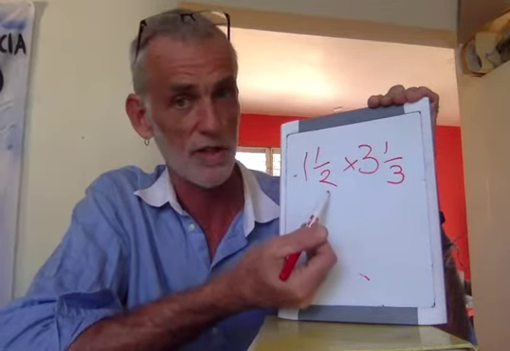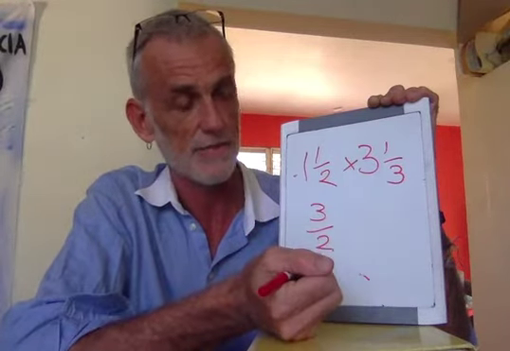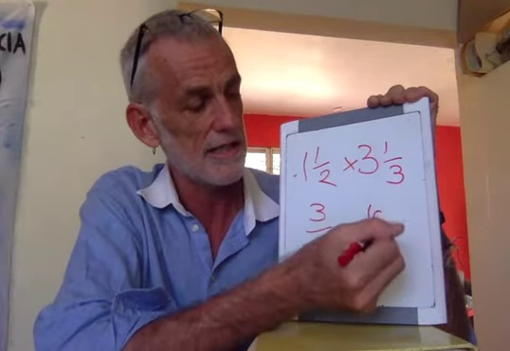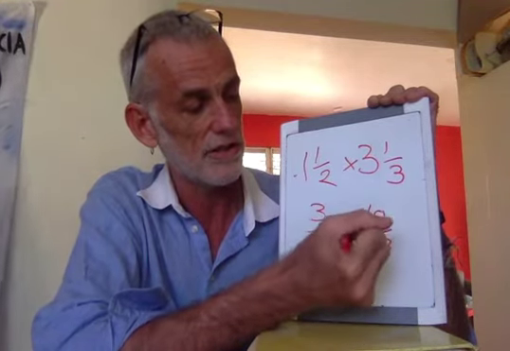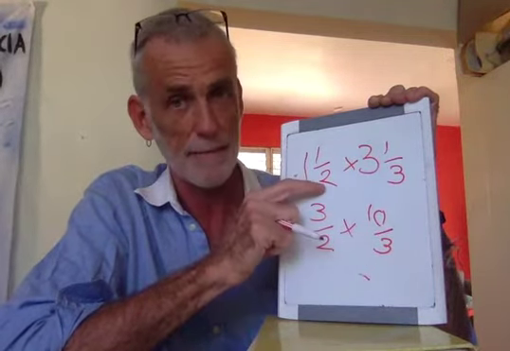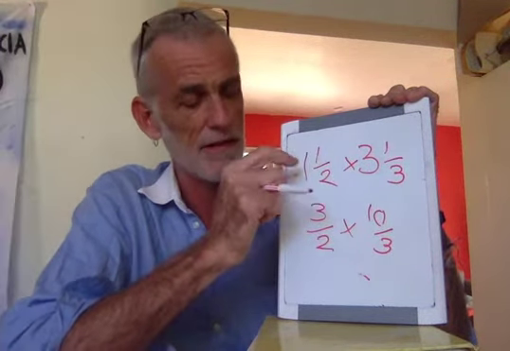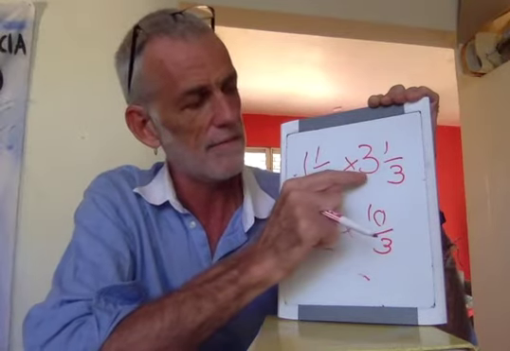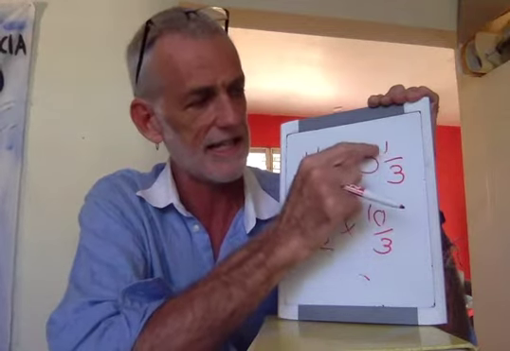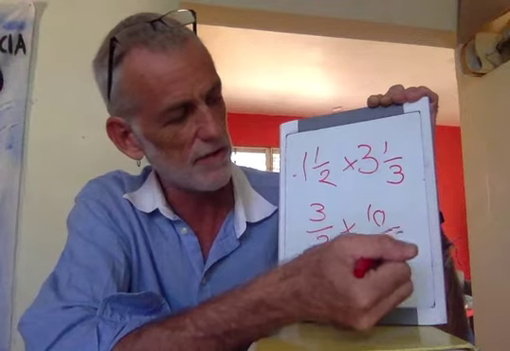1 times 2 is 2. Add to the top. 3/2. How about this one? 3 times 3 is 9. Add to the top. 10/3. Right? Take your whole number, multiply it by the bottom, add it to the top. 3/2. Whole number, multiplied by the bottom, 9, add to the top, 10/3. And now you can just do your regular multiplication.